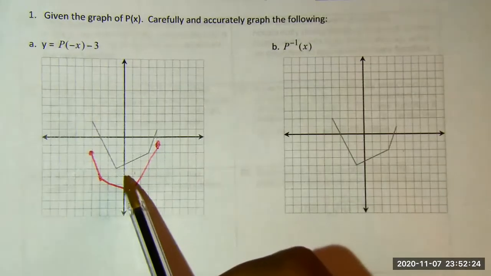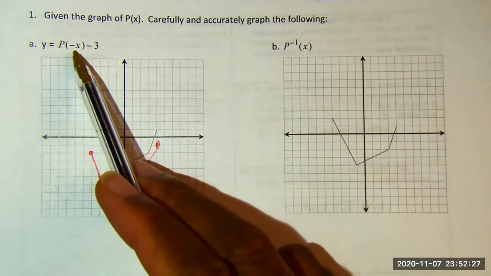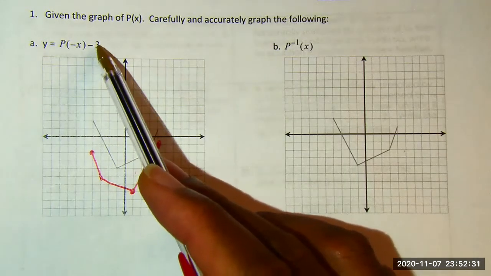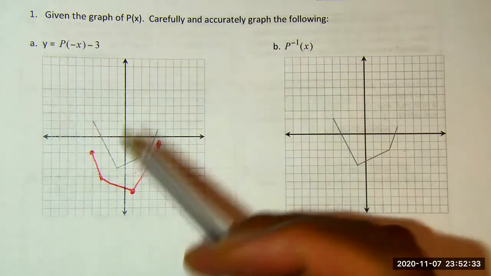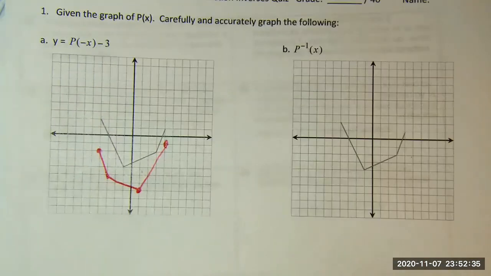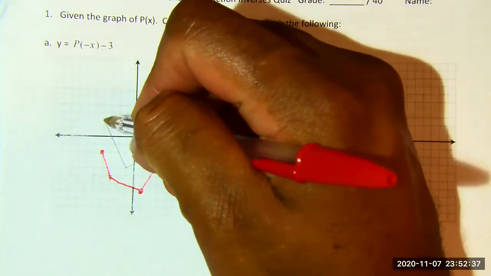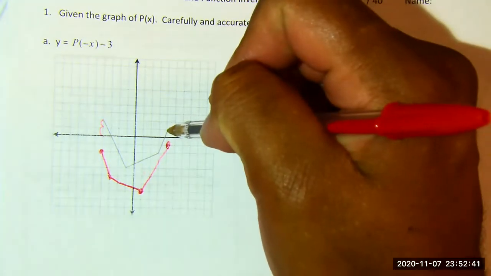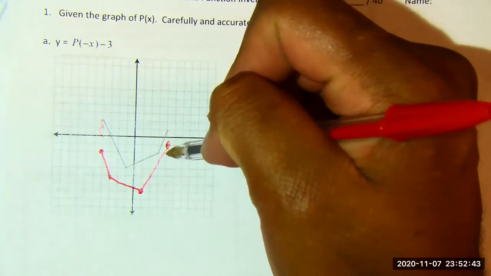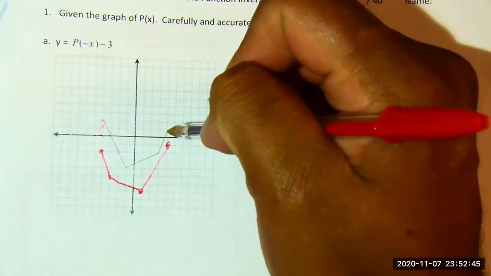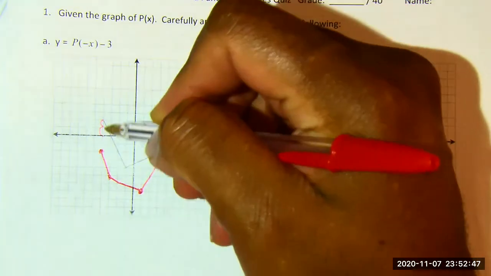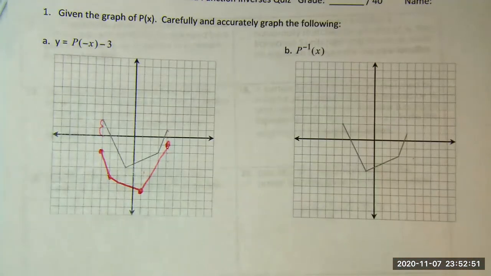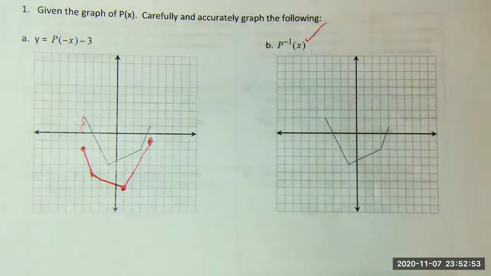It's reflected over the y-axis because I'm multiplying my x values by -1. And then I essentially subtract 3 from all my y values, translating it down 3 units. 1. Oh, because I reflected it, so technically I have to go 1, 2. 1, 2, 3. Okay, it's there. 1, 2, 3. It's there. Okay, that's it.